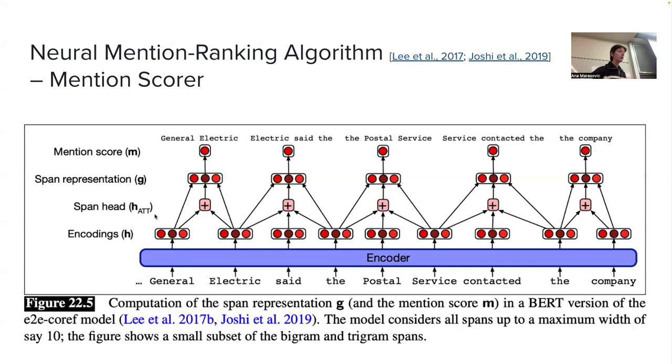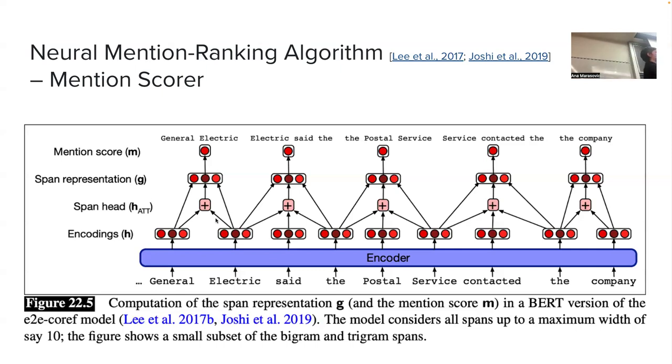So span head basically learns a new representation of these two or three words, where this new representation is constructed by taking the average of the individual token representations, but there are weights assigned to each token representation depending on how important the model thinks each token is to this phrase. So that's what span head does.